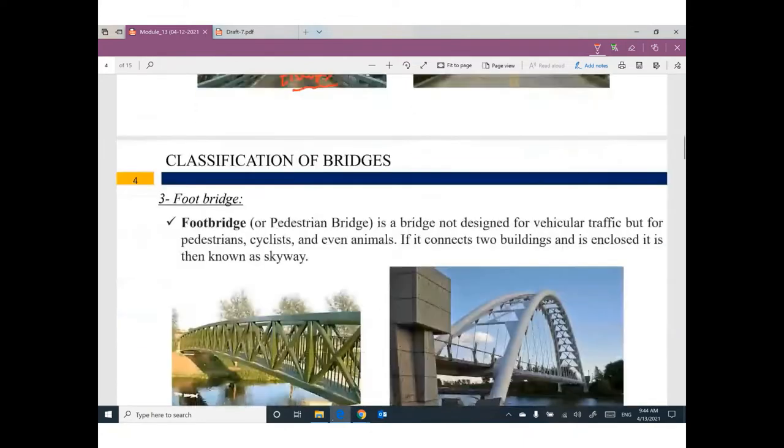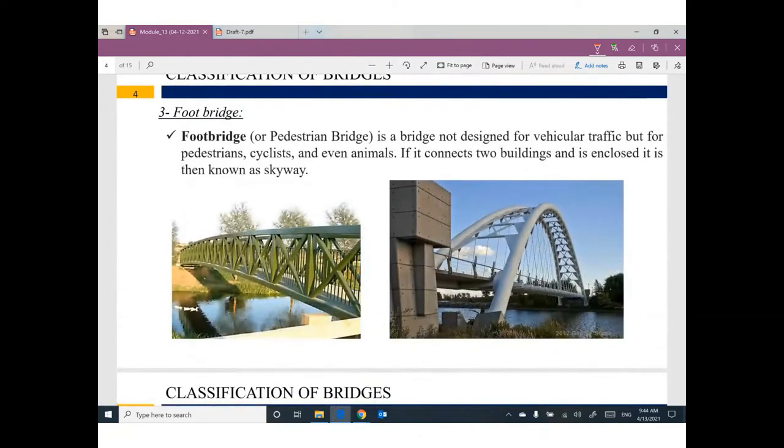The third one is called a foot bridge or pedestrian bridge, which is a bridge not designed for vehicle traffic or trains, but only for pedestrians or cyclists and even animals sometimes. If it connects to a building and is enclosed, it is then known as a skyway. Anyway, the live load on this type of bridge is only from people or sometimes animals, and cyclists, motorcycles or something like this.